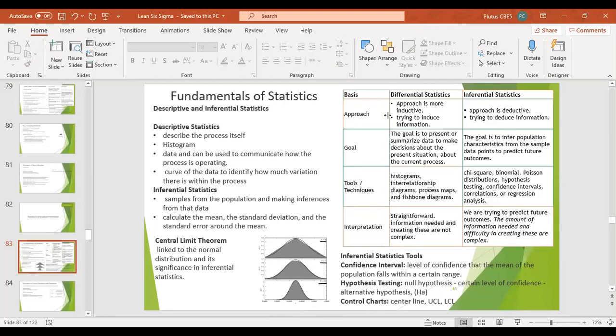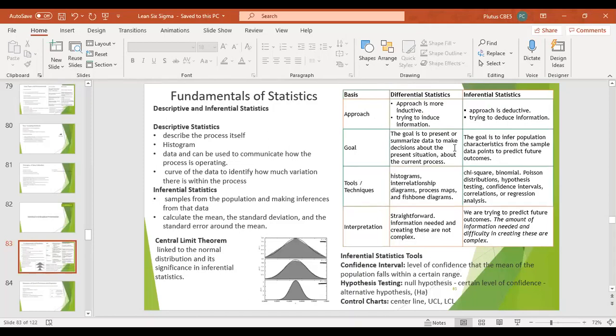We also want to give a differentiation between descriptive and inferential. The approach in inferential is inductive, trying to induce the information. In descriptive, we'll take the data and then project it. That's what we're going to do. Here is a deductive methodology. This is inductive, this is deductive. Based on your data, we are going to deduce and understand and then try to give different information from this basic data.